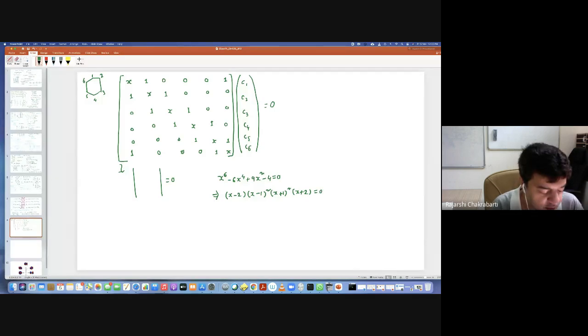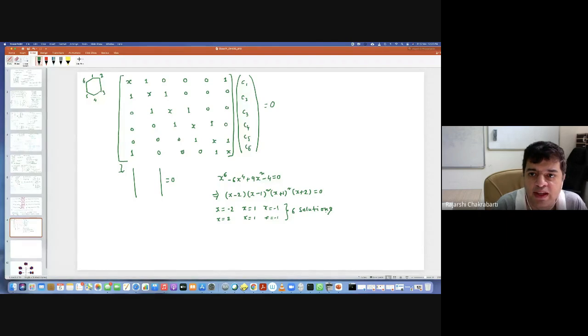So what are the solutions? x is minus 2, x is 1 twice, x is minus 1 twice, and x is 2, because these are squares. These are 6 solutions, okay?